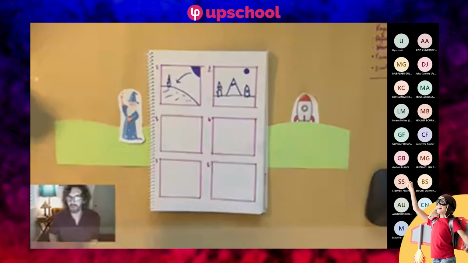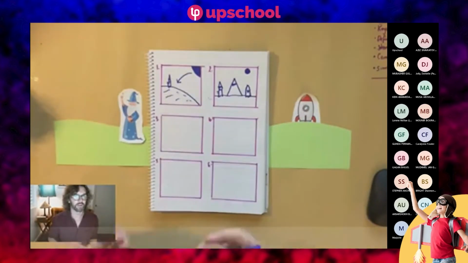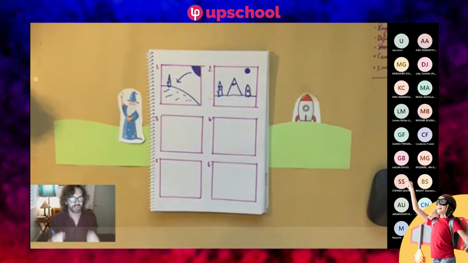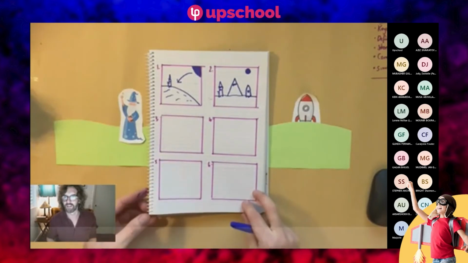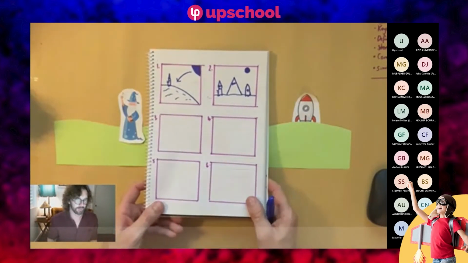Now, you might be thinking, why am I doing this? Well, this is a really good thing to do before you even start writing. It's called a visualization, and all good writers, even J.K. Rowling, when she wrote Harry Potter, she did something very similar to this. Let's continue.